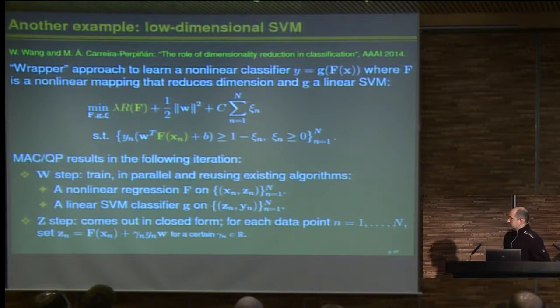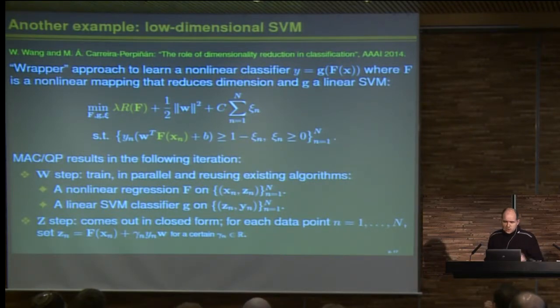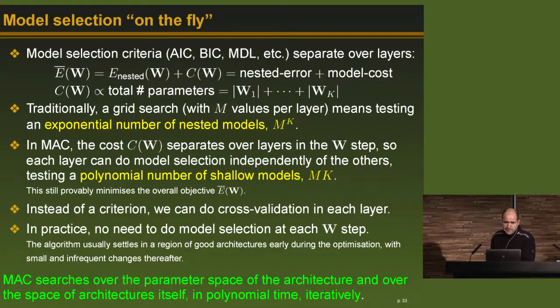But if you apply these ideas, then you end up with an algorithm that alternates fitting a nonlinear regression on F by itself, a linear SVM by itself, and then the Z step actually comes out here in closed form and has a very simple equation there. So just update the coordinates in that way.